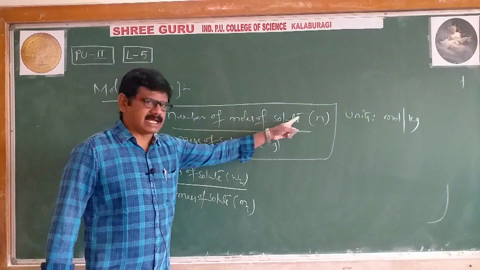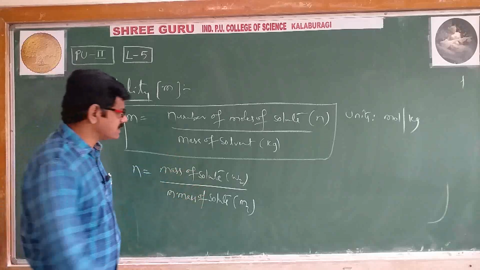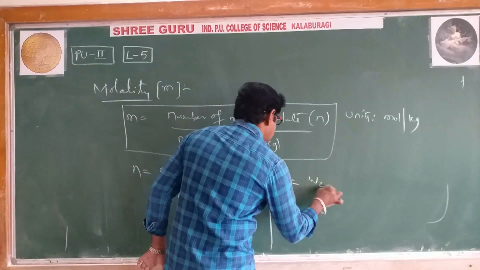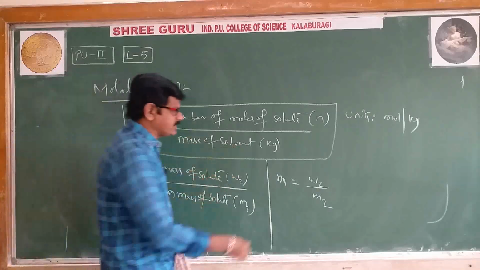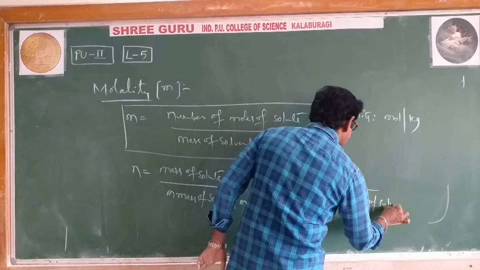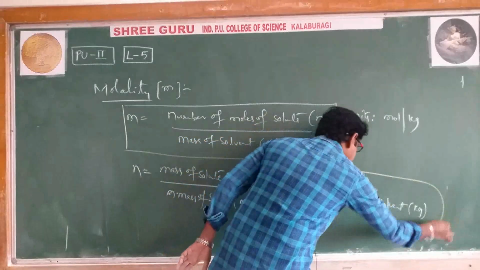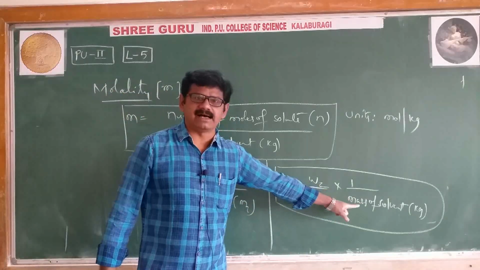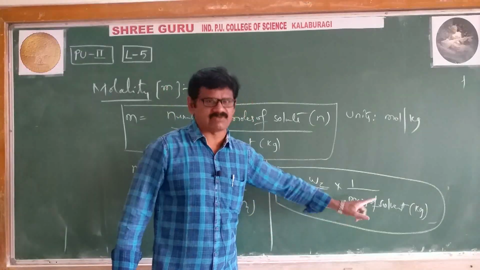In place of the number of moles of solute, the numerator, we'll substitute this. The obtained formula is: molality equals W2 by M2, divided by the mass of solvent, or we can also write W2 by M2 into 1 by mass of solvent in kilograms. This is the formula to find the molality when the solvent mass is given in kilograms.